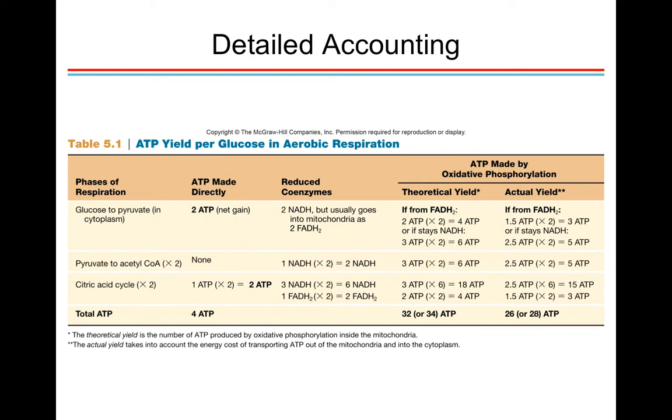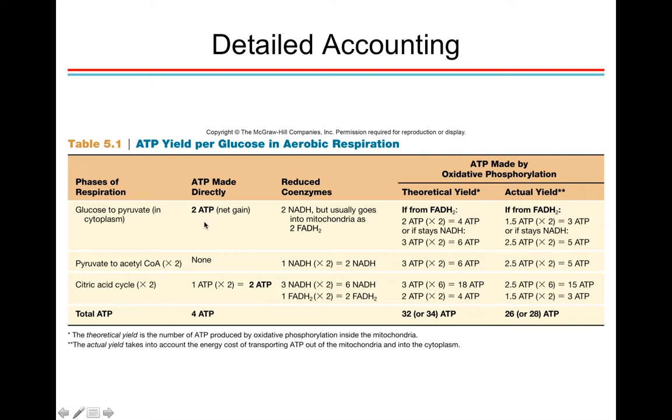So if we look at some of the detailed accounting, what we have is the ATP directly made by the pathways. This is actually via substrate level phosphorylation. And this whole table is about the ATP yield per glucose. So in glycolysis for 1 glucose, we get 2 ATP net made via substrate level phosphorylation.